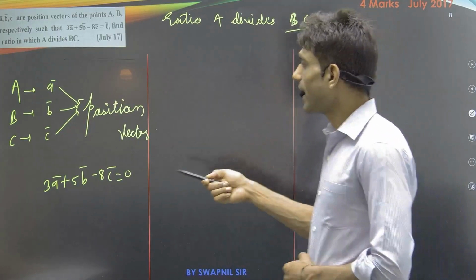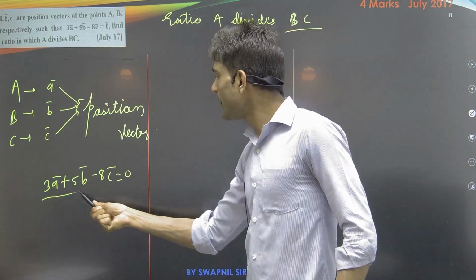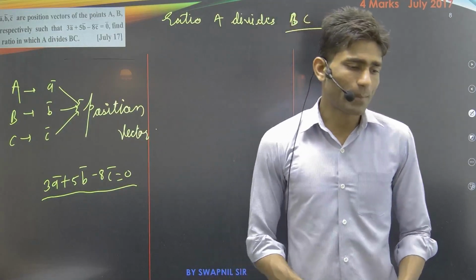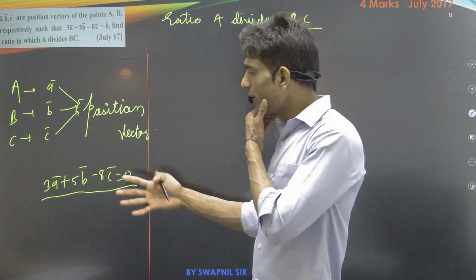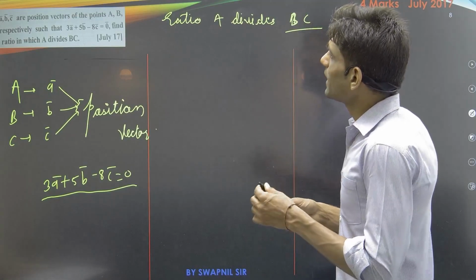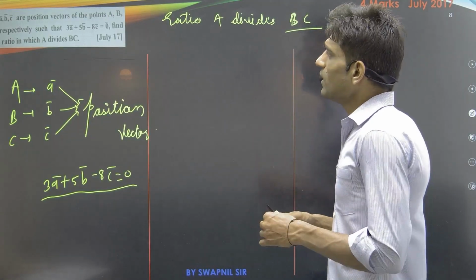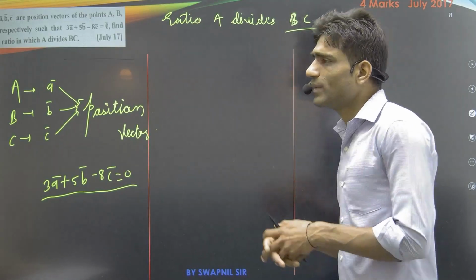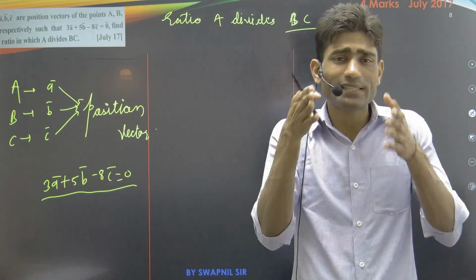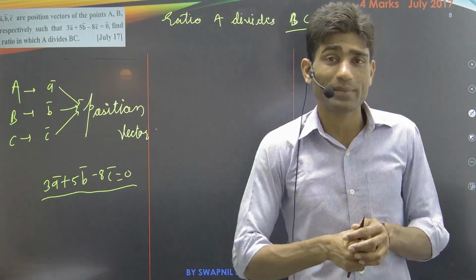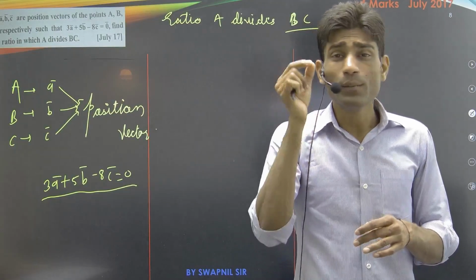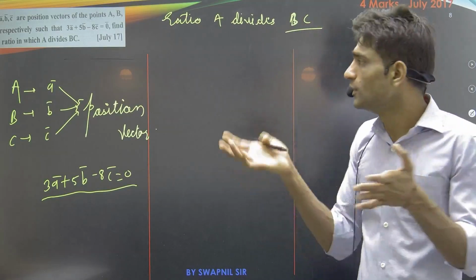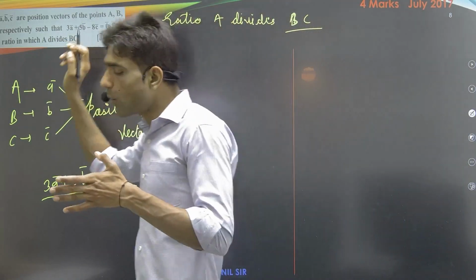So how can we find this? First of all, we find whether it is external or internal division by using our given equation. Now apply the external or internal division result over here. We can see that a bar, b bar, c bar are the position vectors. We want the ratio in which a divides line segment BC. That means a is the point which divides line segment BC, maybe internally or externally. So we want the point in the form of a.